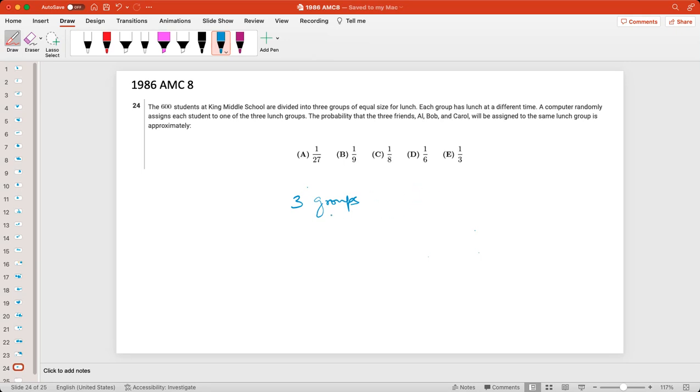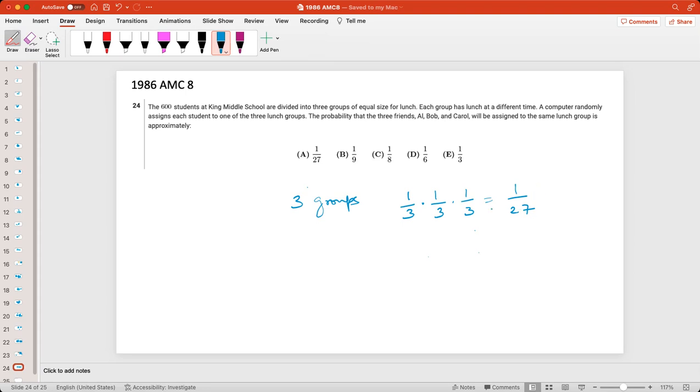So for them to be assigned to one of the lunch groups, the probability is 1 by 3, right? For Al to be assigned to one lunch group, the probability is 1 by 3. Similarly, for Bob to be assigned to the first lunch group, 1 by 3. Carol to be assigned to the first lunch group, 1 by 3. So it is 1 by 27.